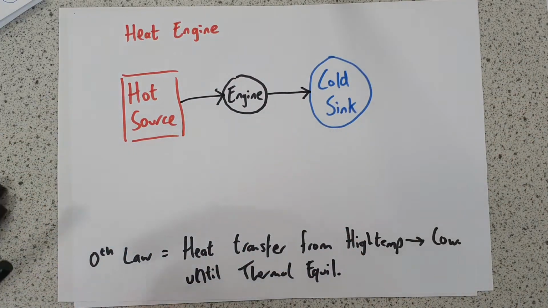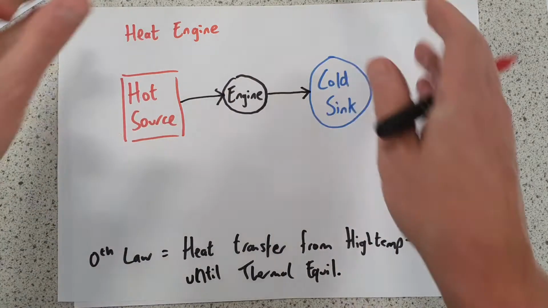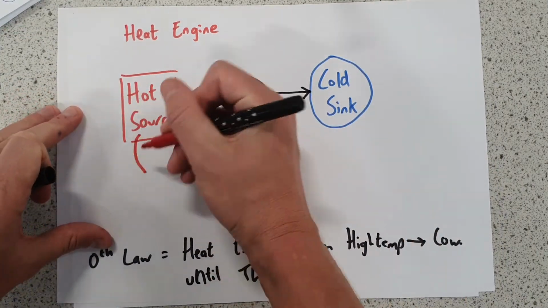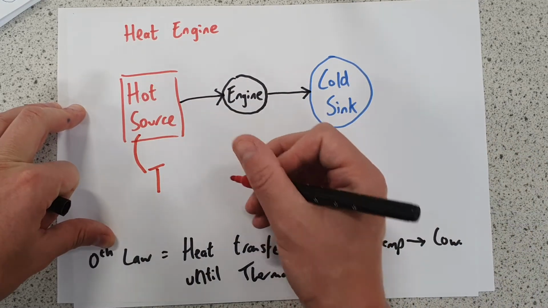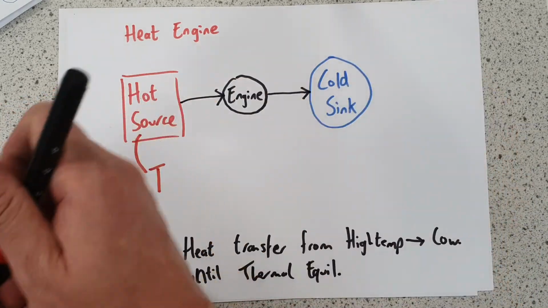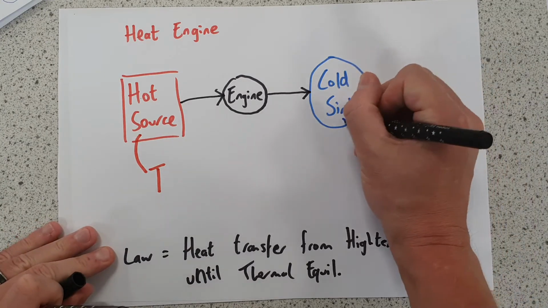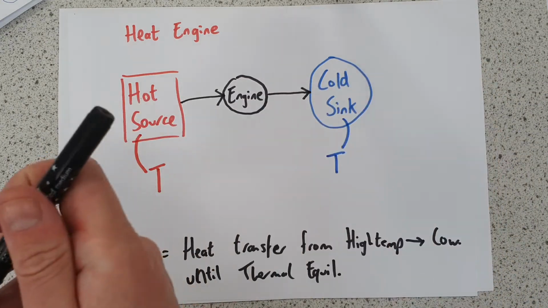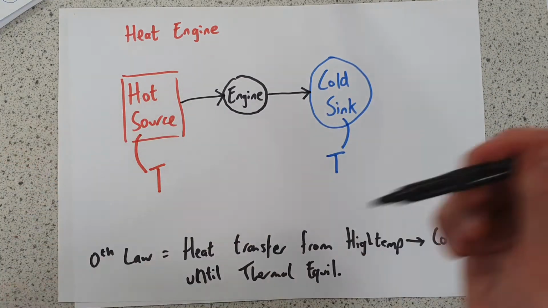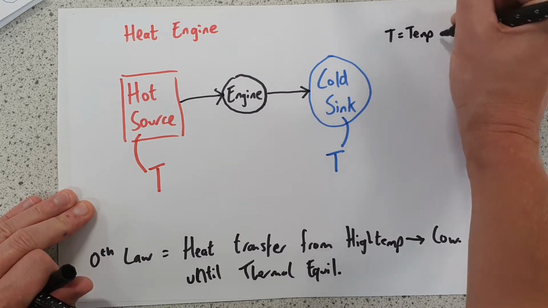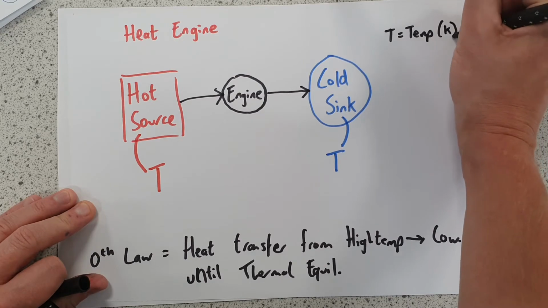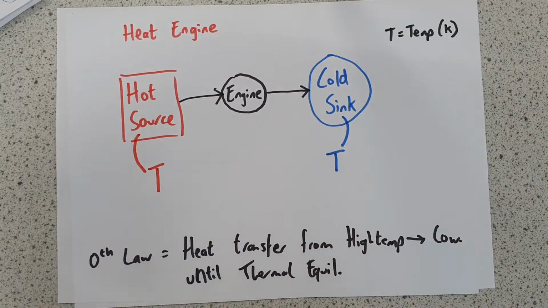Now there's different things we can measure on this engine here. Firstly, we can measure the temperature of that hot source. So T, and we can measure the temperature of that cold sink. So there T goes there. Okay, and we know that T is temperature. And we are going to measure temperature today in Kelvin, and I'll talk through this a little bit more in a minute.